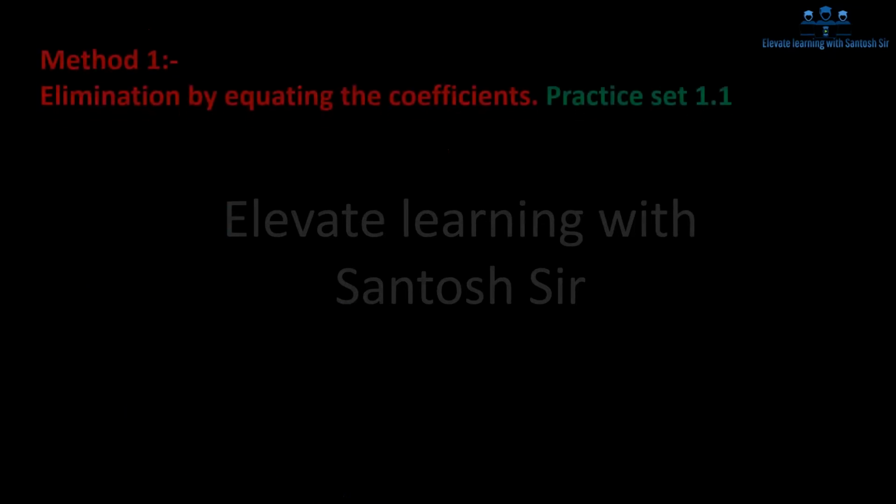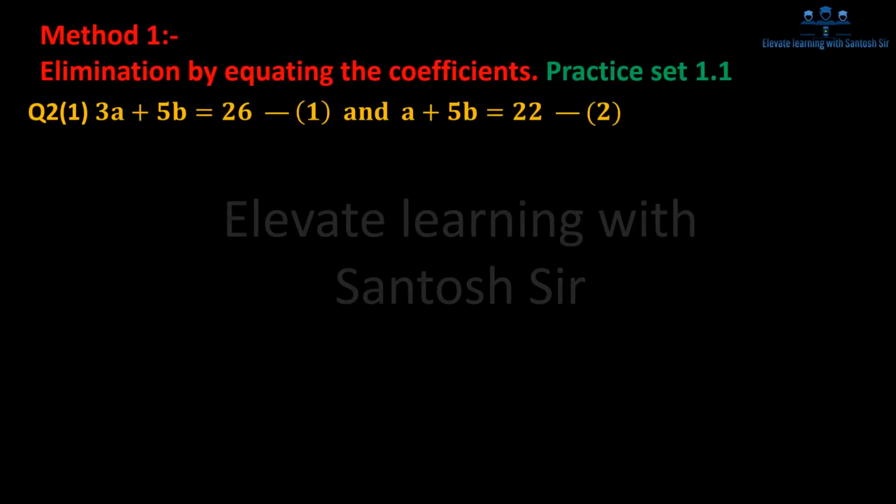Let's take up one more example. We will do the second question of the practice set 1.1. Here 3a plus 5b is 26, and a plus 5b is equal to 22. We can see that the coefficient of b is same in both the equations, but this time the sign of the coefficient is also same. So if we add, 5b plus 5b will become 10b. It will not get cancelled. So in such a condition, we can subtract the two equations. Always subtract smaller equation from the bigger equation.